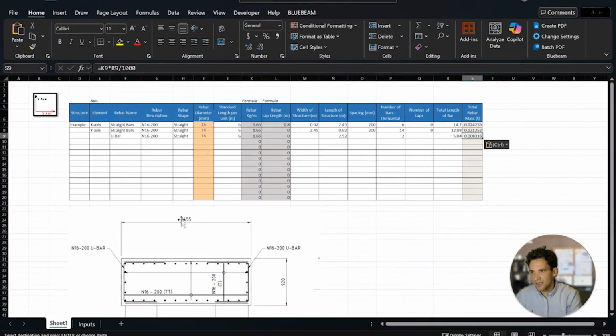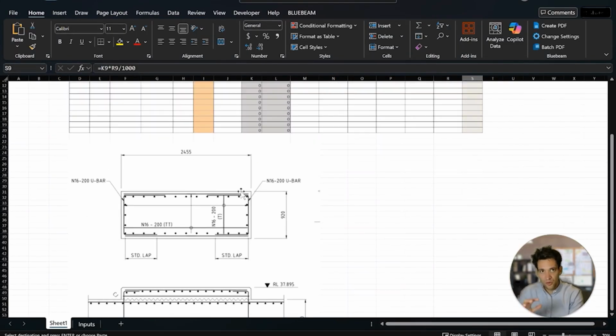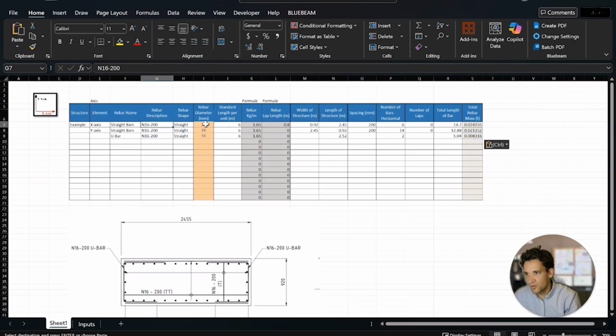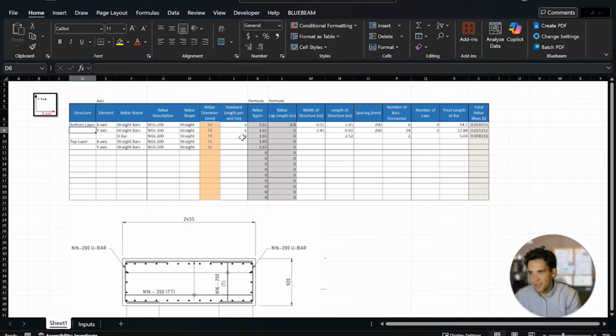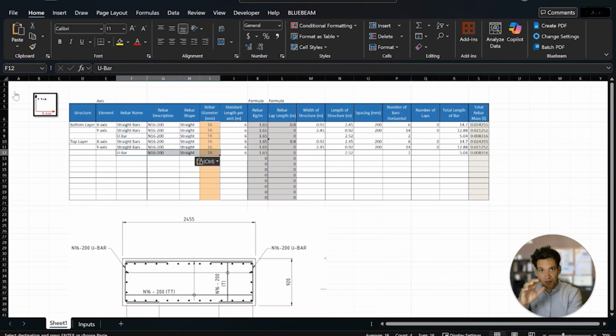And then the last thing we have to factor in is that those 2 meshes are top and bottom. The best way to do that is just to copy these, and we'll call that top layer, and we'll call that bottom layer. And then if you just copy these like that, it factors in the top and the bottom, which gives us the total weight of the steel reinforcement of 0.1 tons, so 100 kilograms.